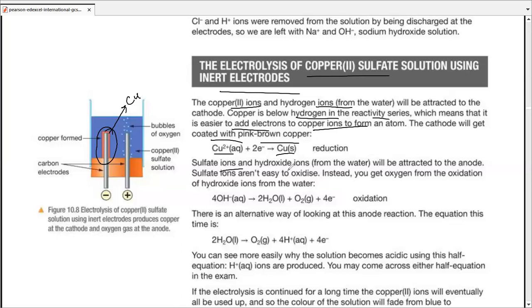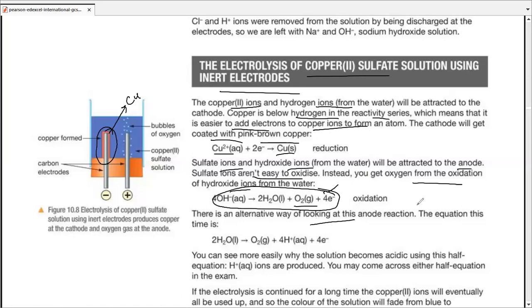The sulfate ions and the hydroxide ions, sulfate ions come from the salt, hydroxide ions come from the water, would be attracted to the anode. Sulfate ions aren't easy to oxidize. So hydroxide ions in turn oxidize and form oxygen at the anode. Memorize this equation every time we're talking about the anode. Most of the time this equation would come up, so it's better to memorize the equation.